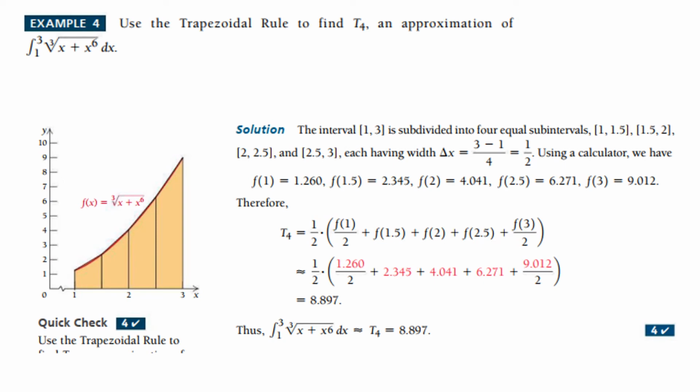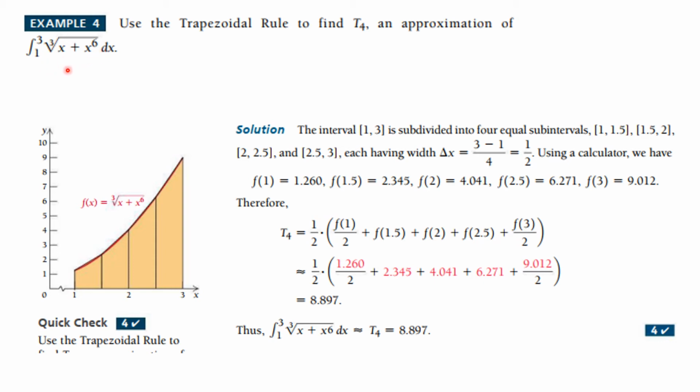So let's do an example. Let's use the trapezoidal rule to find T4. Now T4 means we have 4 trapezoids: 1, 2, 3, 4. And we're approximating the definite integral from 1 to 3 of the cube root of x plus x to the 6th.